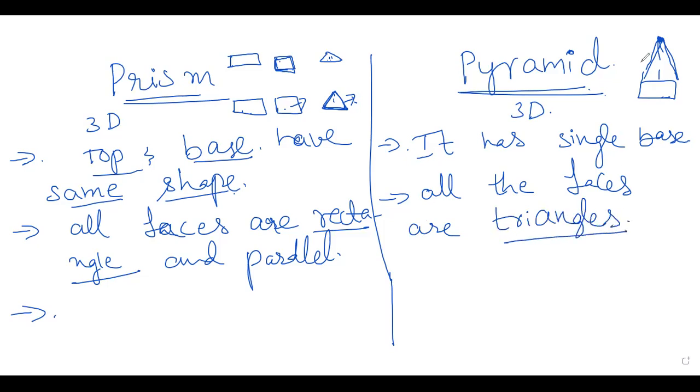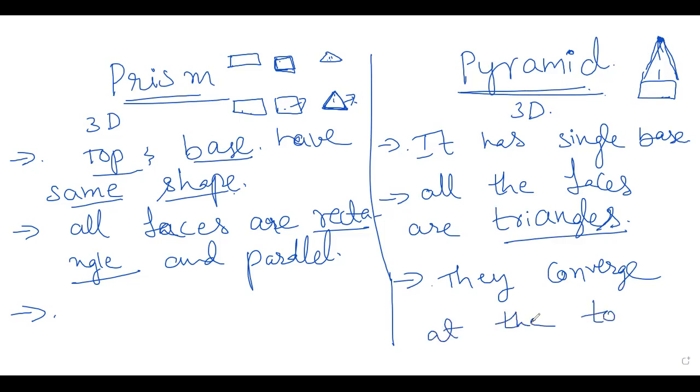Okay children, triangular shape alli irutte. Pyramids, once you imagine, recall the pyramid picture, okay, you see the triangle shapes right now. Next, they converge at the top. See, all the faces are converging at the top. Okay, so this is about pyramid.